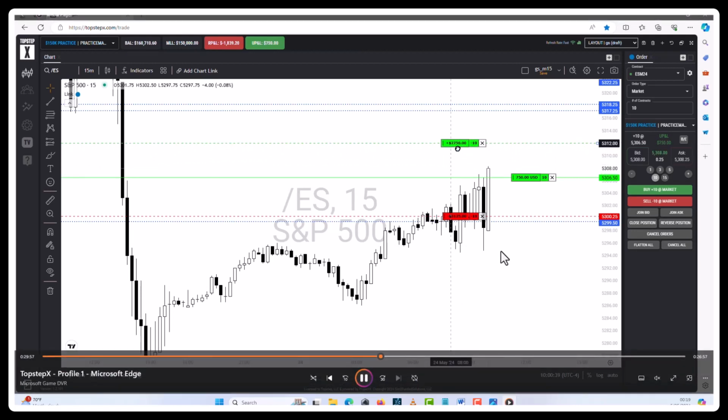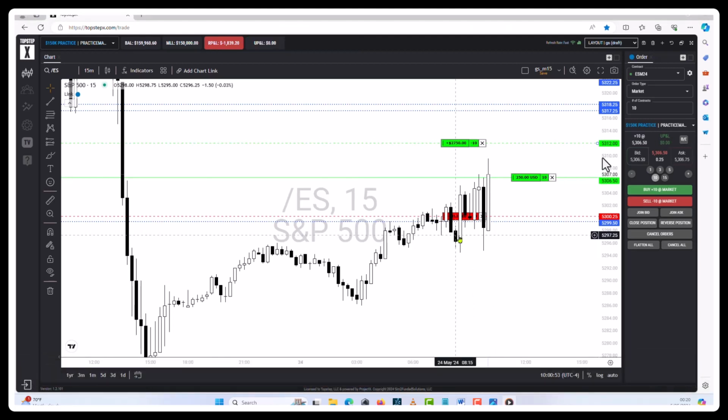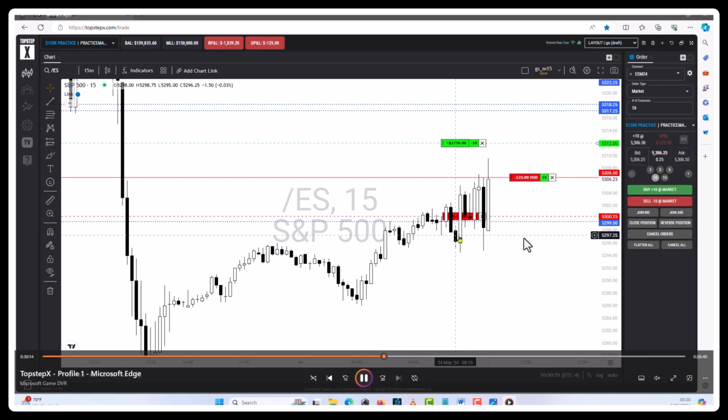And we move our target, move the stop loss, and put the target at 1312. Yeah, that's our third trade right there.